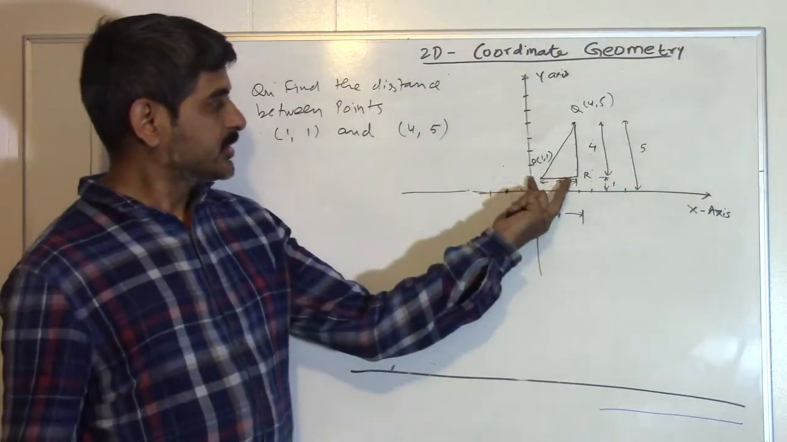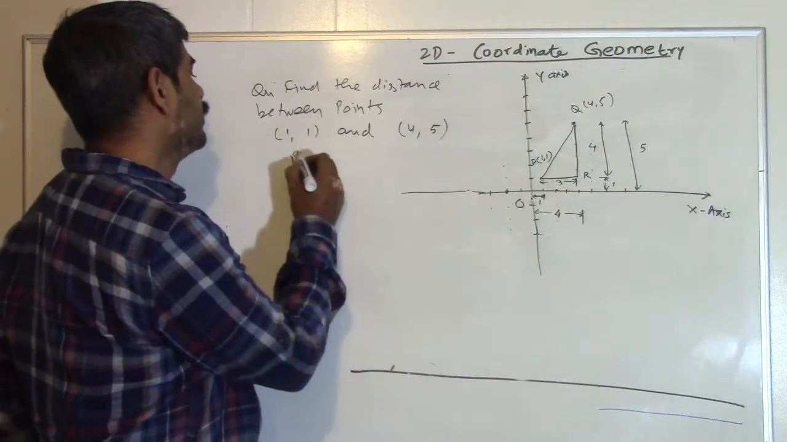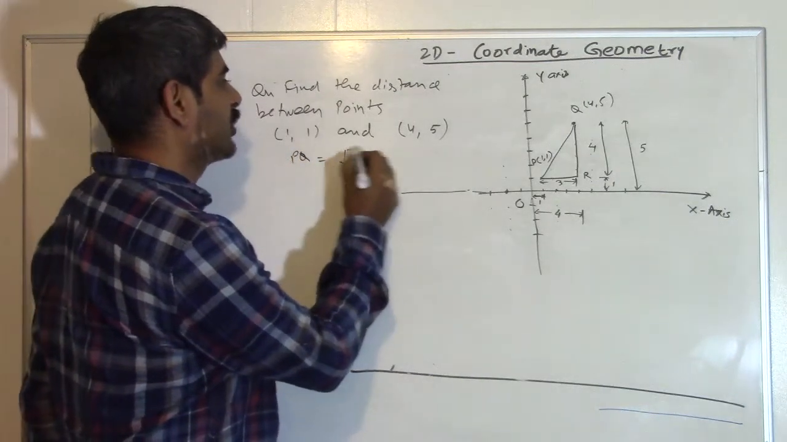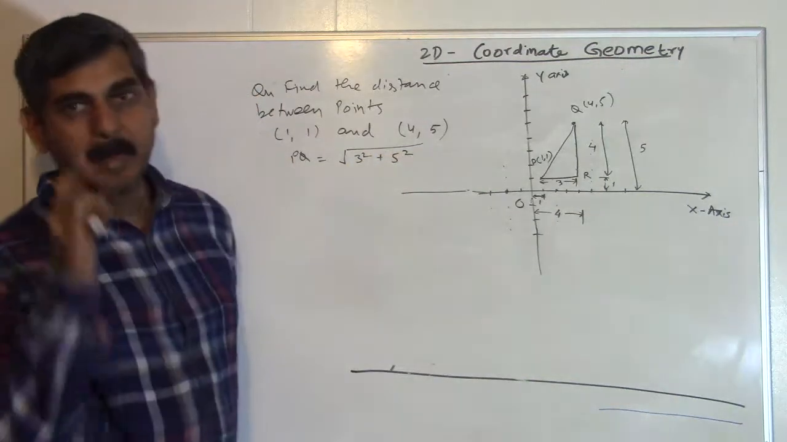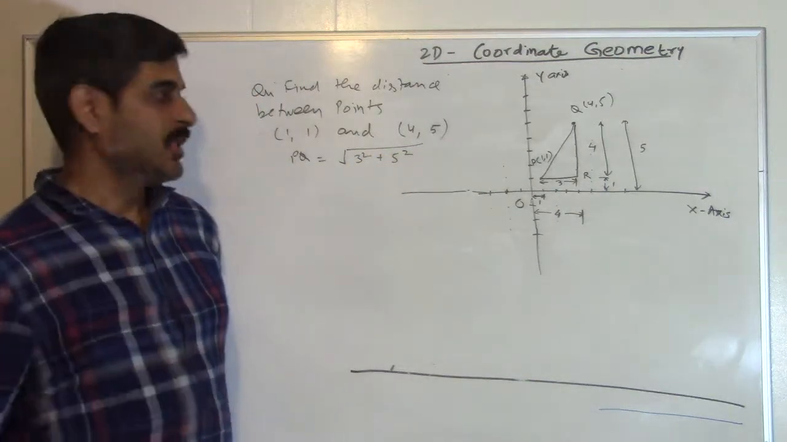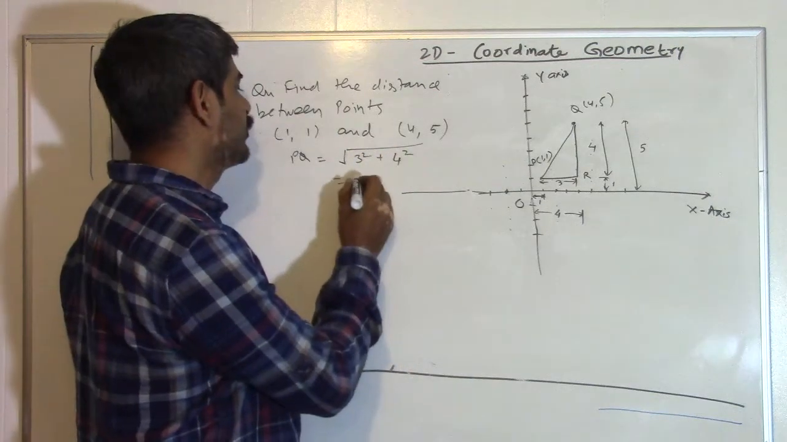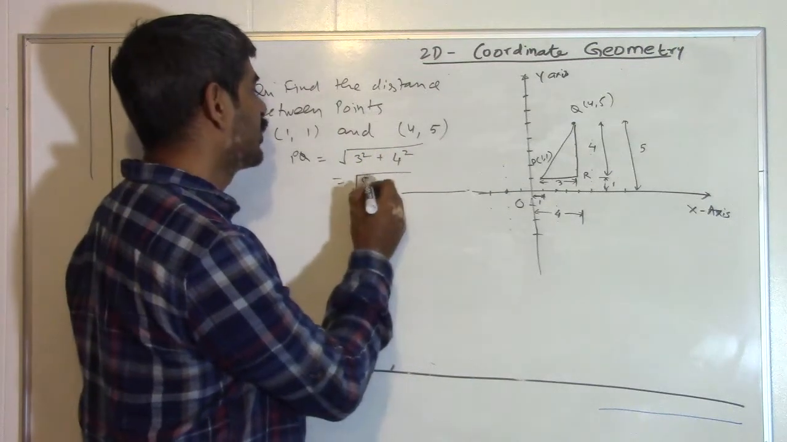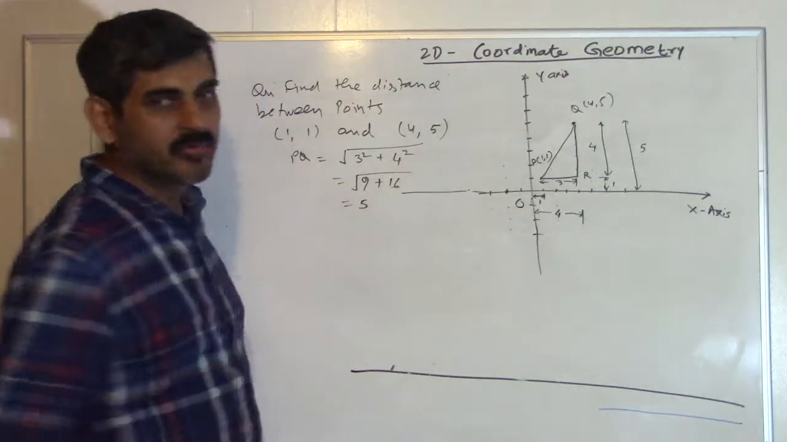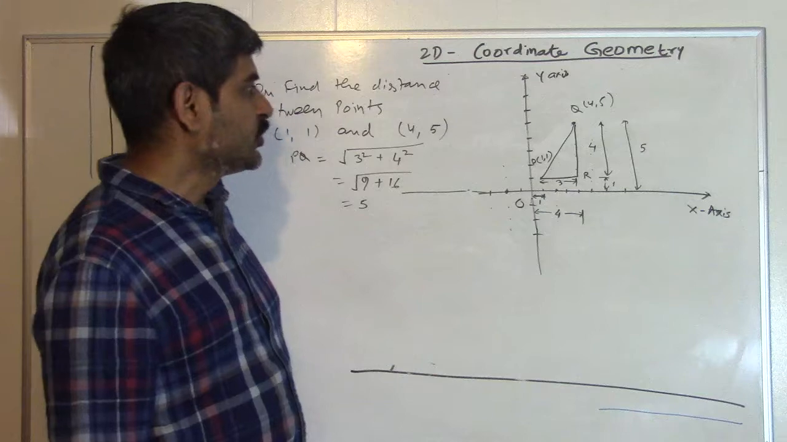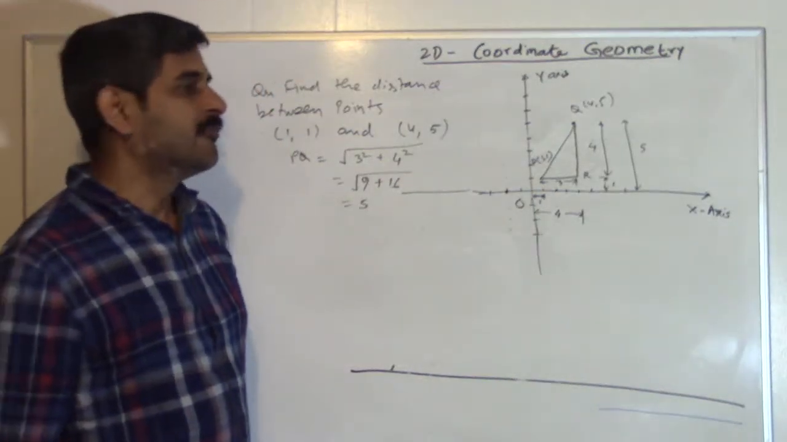So this distance is 3, this distance is 4. I can find out PQ using the Pythagoras Theorem, 3 square plus 4 square, golden triangle. This is square root of 25 or 5. The length of the line joining these 2 points P and Q will be 5.